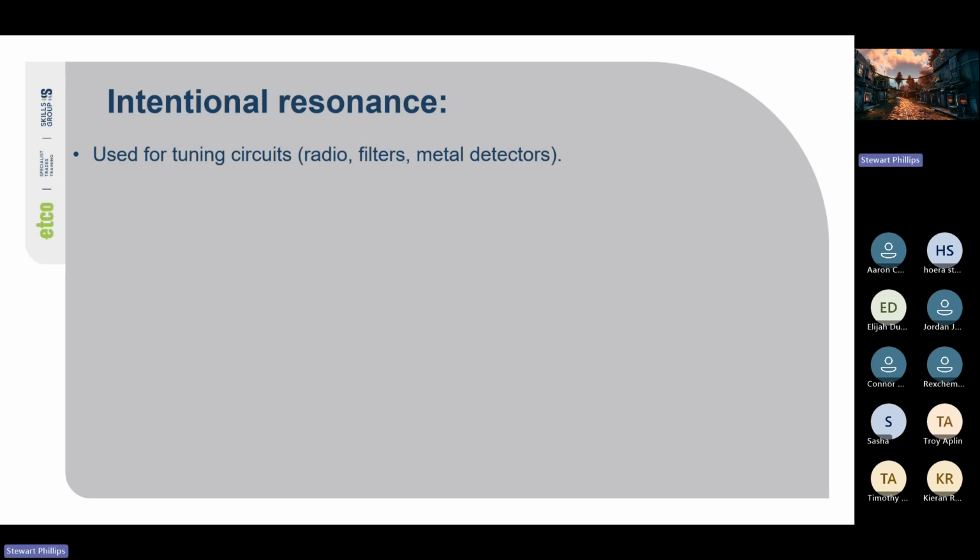Yeah, so the whole point we'll talk about when we get into power factor a little bit later in this lesson. We'll talk about the power factor and capacitors and exactly what we're trying to achieve there. So intentional uses, so yeah, tuning circuits, radio filters, metal detectors, designed and controlled. So these are designed and controlled uses of resonance, and they're usually in low voltage AC or DC circuits. So this is the good, useful resonance.